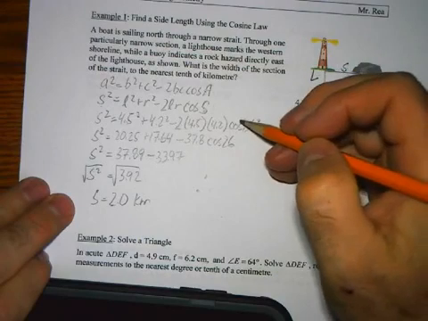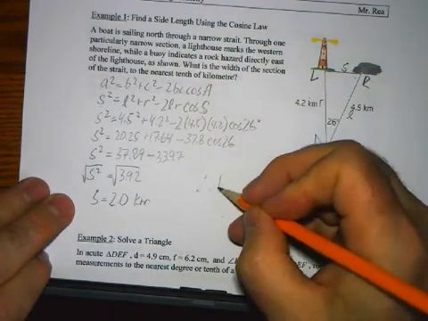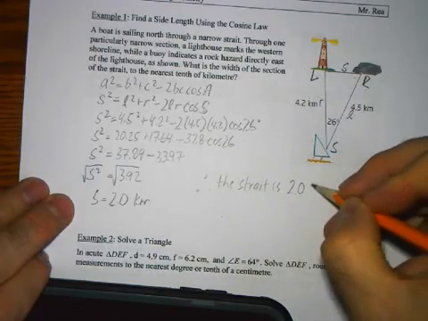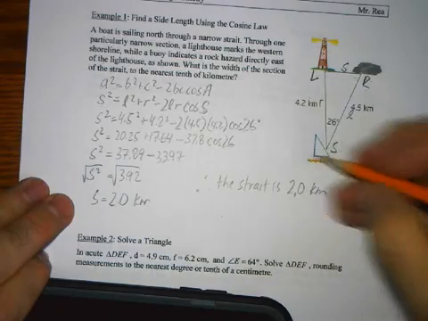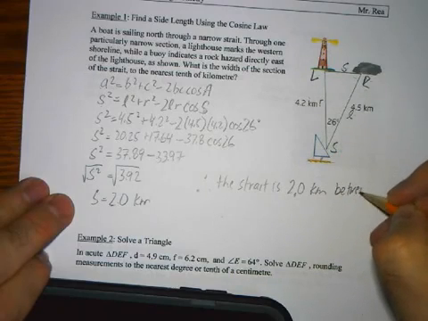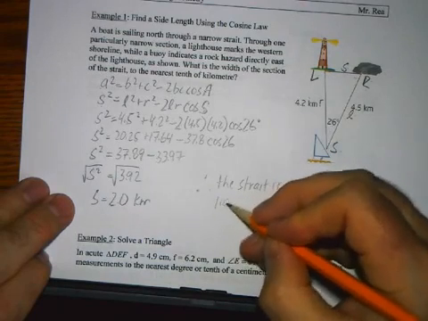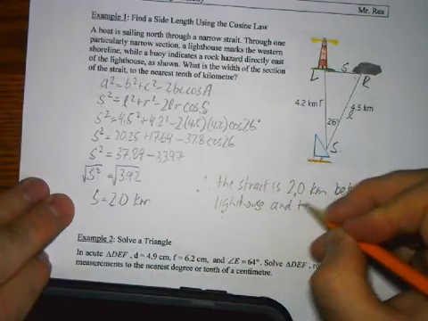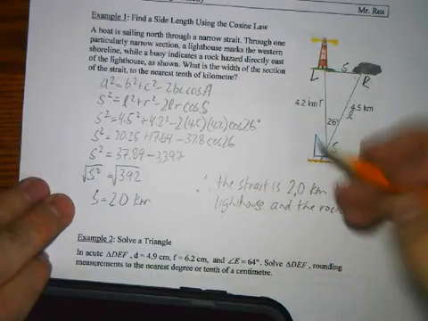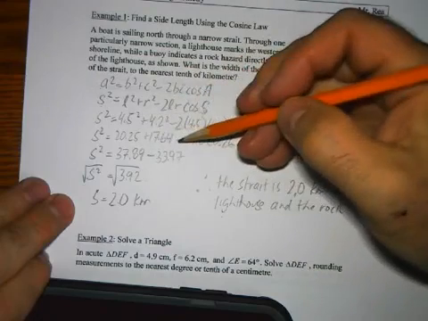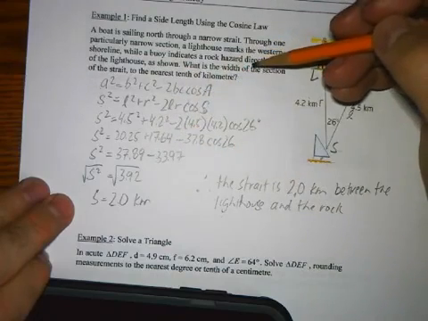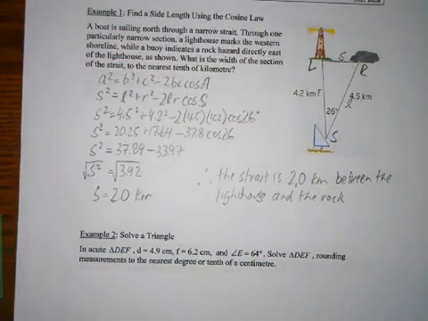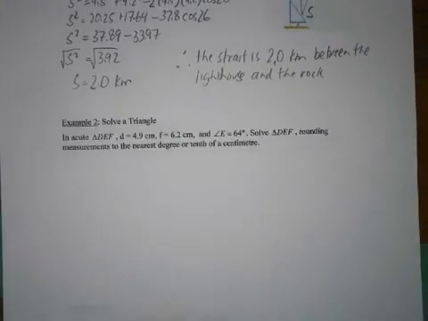How wide is the section of the strait to the nearest tenth? Therefore, the strait is 2.0 kilometers between the lighthouse and the rock. Okay, so you can see it's a lot of computation using the cosine law. So, you know, we only use cosine law when we absolutely have to. Okay, so there's our first experience with cosine law.